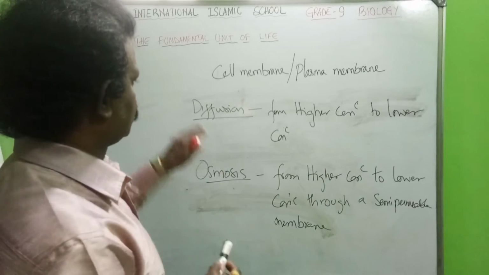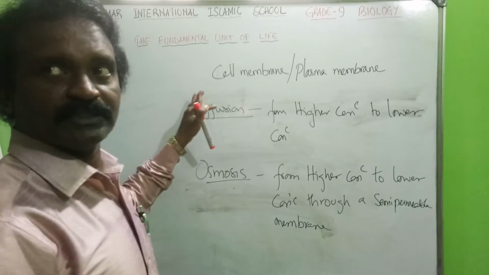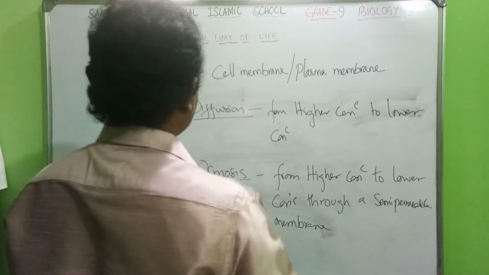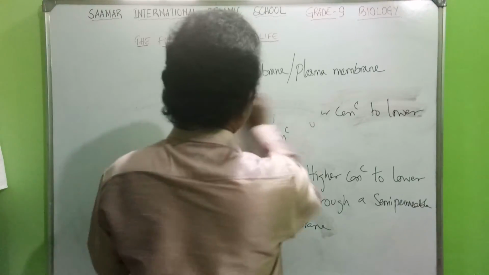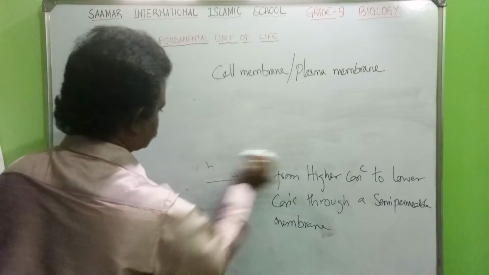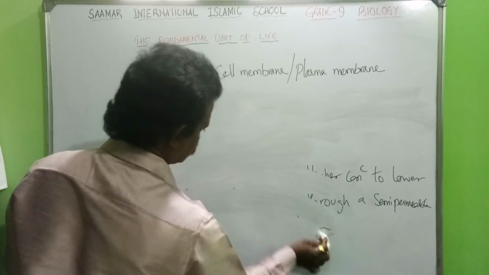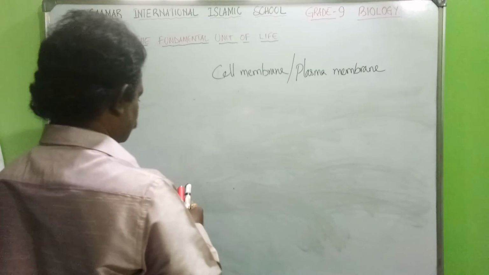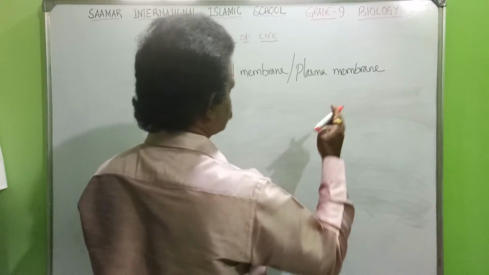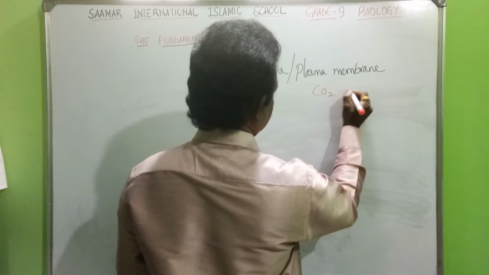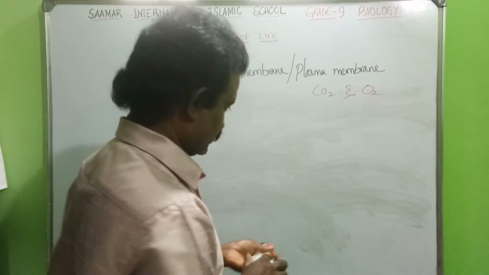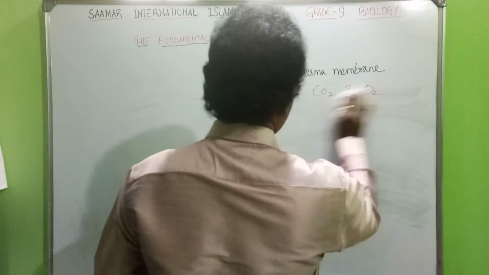I gave you the difference between diffusion and osmosis. I showed you the different types of solutions, and where diffusion occurs in the plant cell. Exchange of gases takes place in the plasma membrane, that is carbon dioxide and oxygen. Diffusion takes place here also. Now let us go to cell wall.